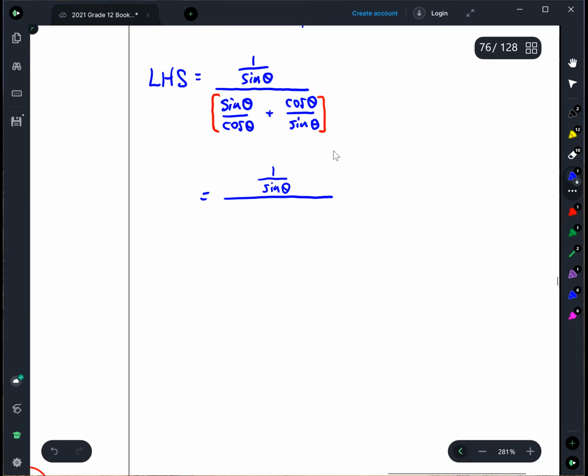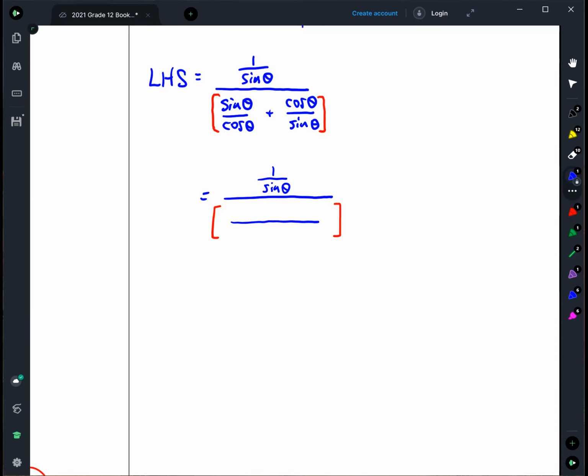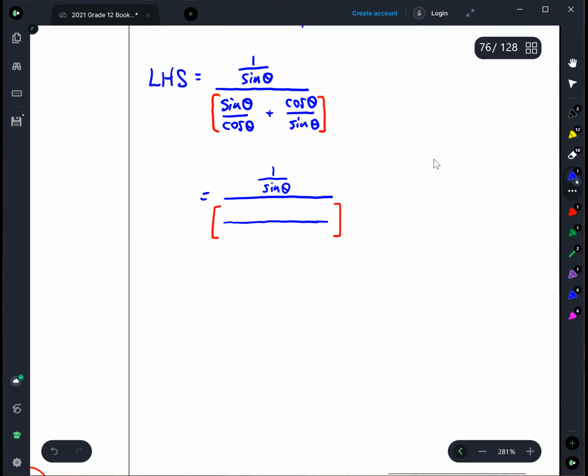Eric? What's the common denominator? Eric, are you back? Are you here? Eric? Or Daniel, what's the common denominator for those two fractions? Cosine theta and sine theta. Yeah, okay, cosine times sine.